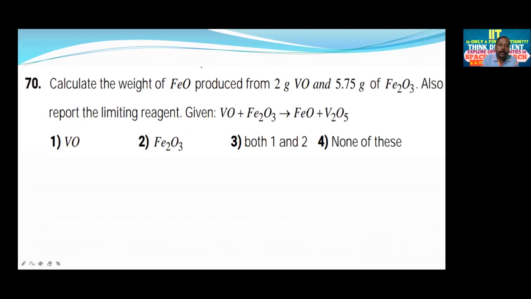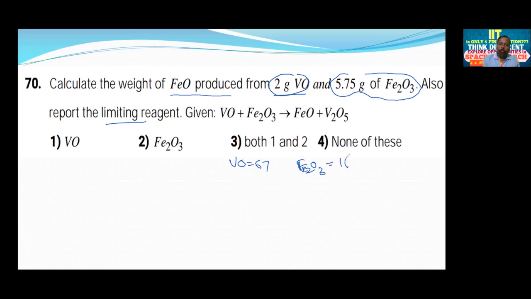Next, calculate the weight of the iron, FeO, produced from 2 grams of VO, and here the equation is already given. Main thing you have to remember, actually this is a dramatic situation. In the actual examination, you will be given the atomic mass. So you only have to find out the limiting reagent. For that you will be given the atomic masses in the examination. So VO atomic mass is actually 67, and Fe2O3 at least you can find out. Iron is a well known element.